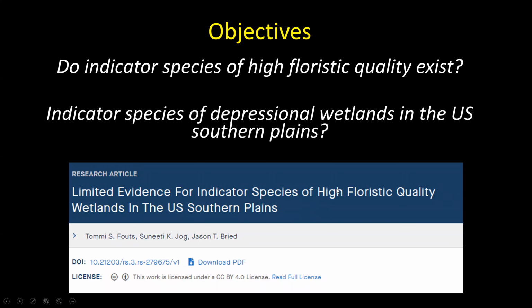So our next objective was, are there indicator species for high floristic quality? Do they actually exist? And if they do, can we extract these indicator species for depressional wetlands in the US Southern Plains? And not just Oklahoma, because these ecoregions extend into other states as well. So we just got a review back for this manuscript, and it's under revision. Hopefully it will be published in the next few weeks once we're done.